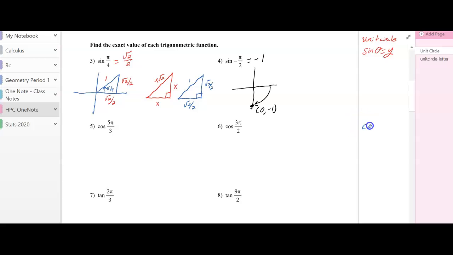Okay, cosine. The cosine of theta is equal to the x-coordinate in the unit circle. So I'm writing this off in the margin.